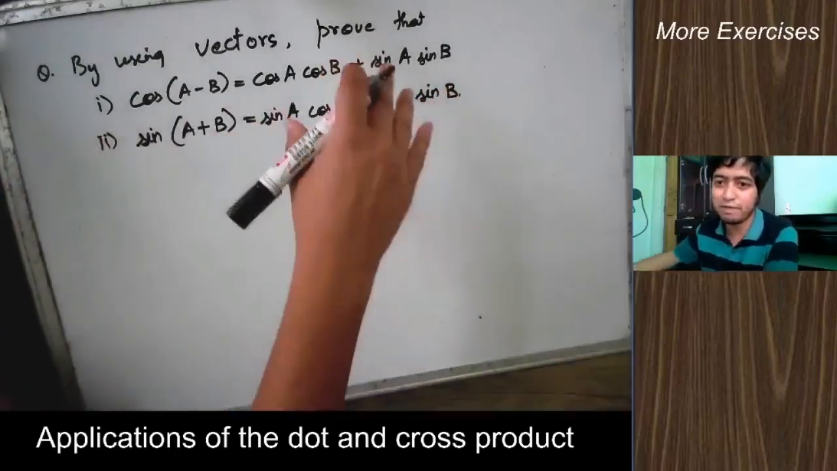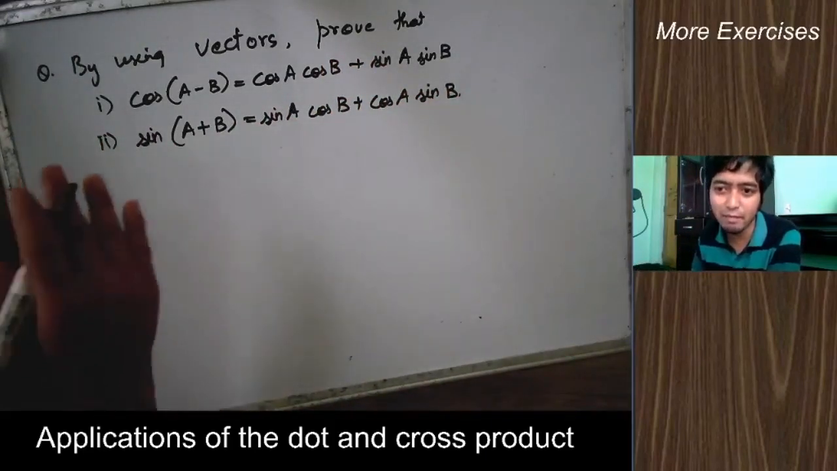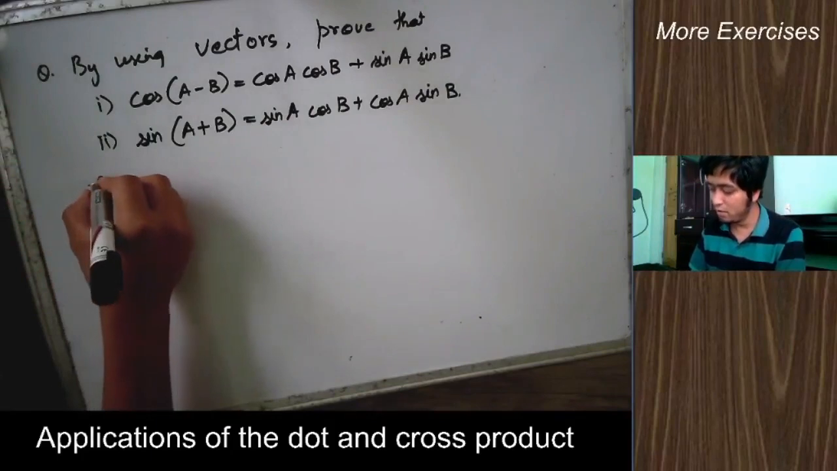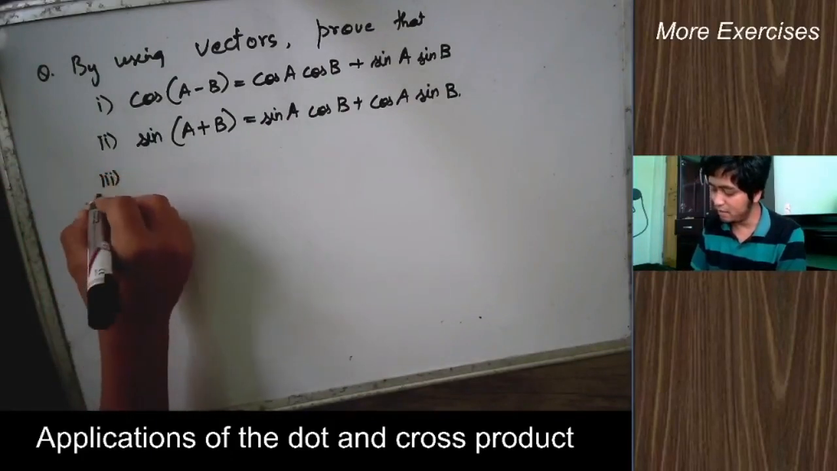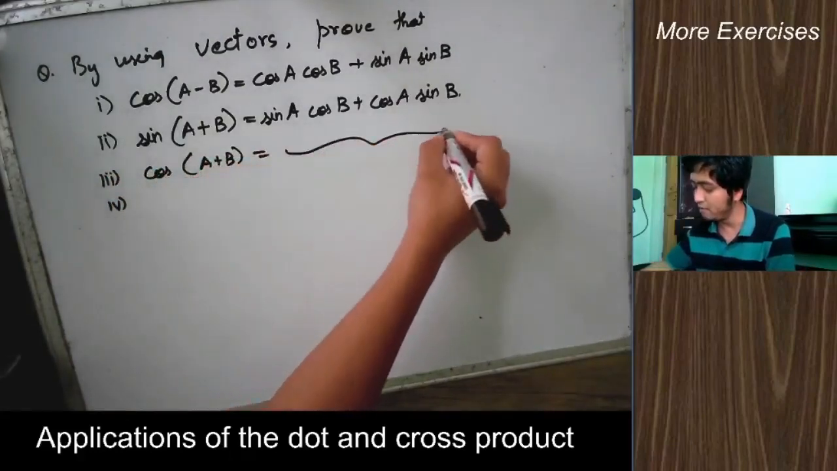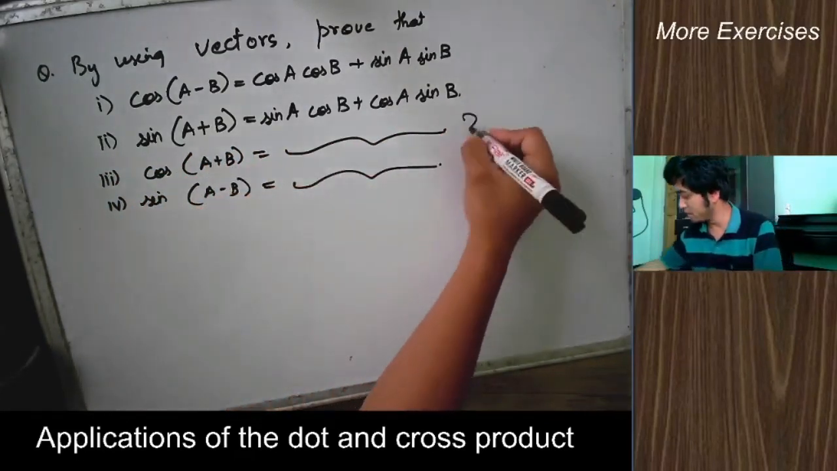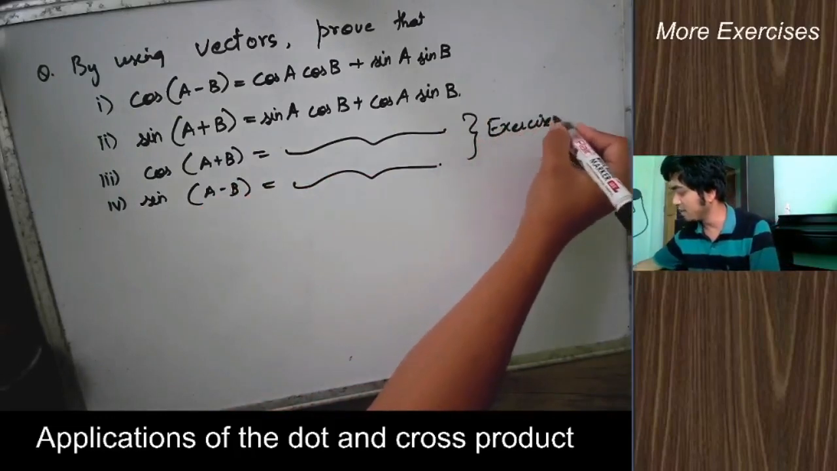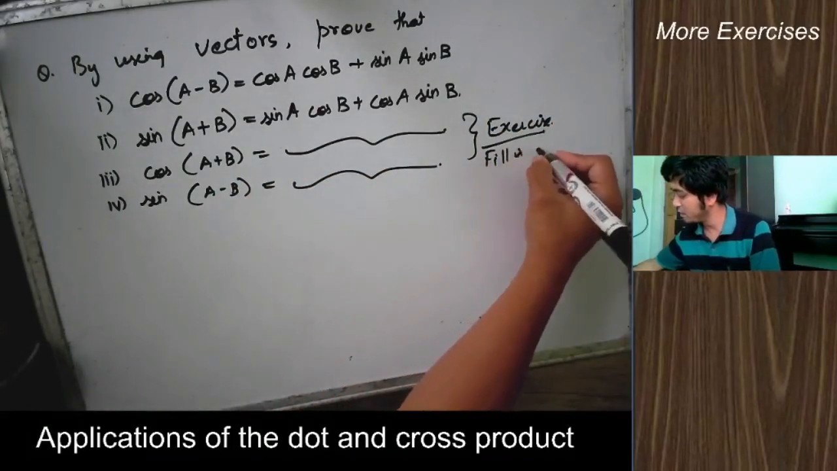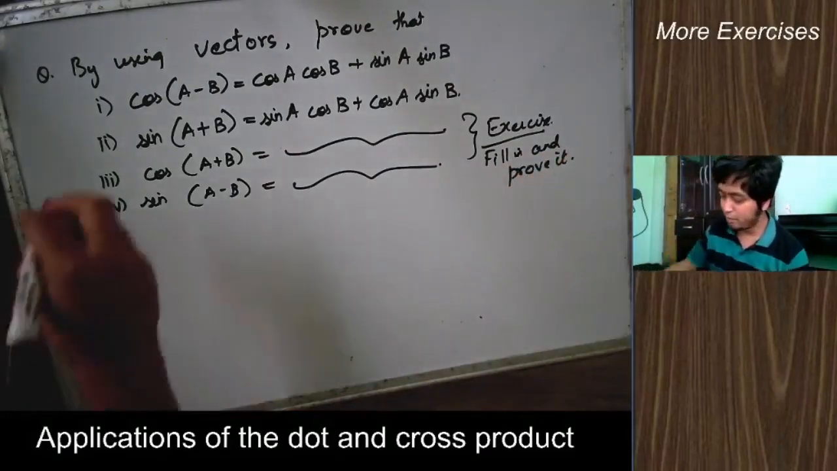So by using vectors, we will try to prove it. We can even do it another way, but over here we are interested in the method by using vectors. I will do both number 1 and 2. I will give these two as exercises: cos A plus B, and similarly sin A minus B. Fill in over here and do the proof. This one will be an exercise that you can try on your own.